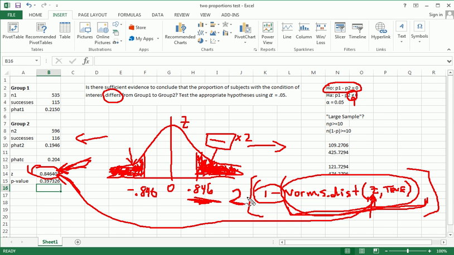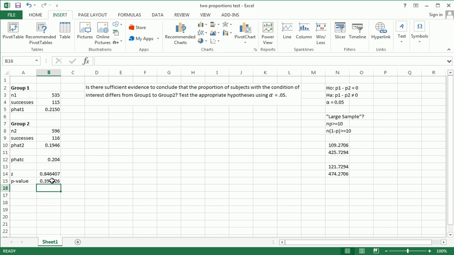And if I do that, as you can see here, 2 times 1 minus norm.s.dist, B14 is the Z test statistic that we calculated together, and comma true, close those parentheses, we get a p-value of 39.73%. So the probability of getting a test statistic as extreme or more extreme than the one that we got, given H0 is true, is quite likely. So in this case, we are probably not going to reject H0.